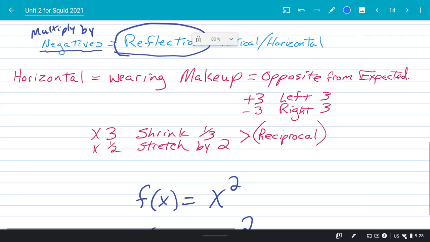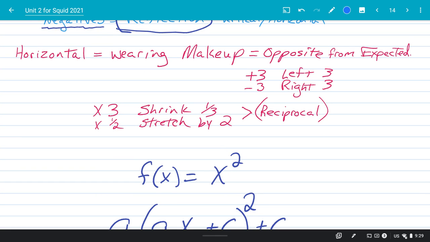Horizontal is wearing makeup. It's opposite of what is expected. So, plus 3, you would think would move right 3. But it doesn't. It goes left. Minus 3, you would think goes left, but it actually goes right. I'm going to give you a second to write that down, and then I'm going to show you what I'm talking about.